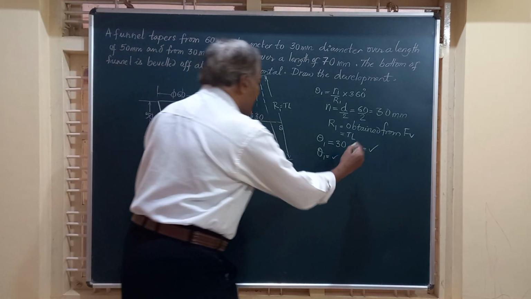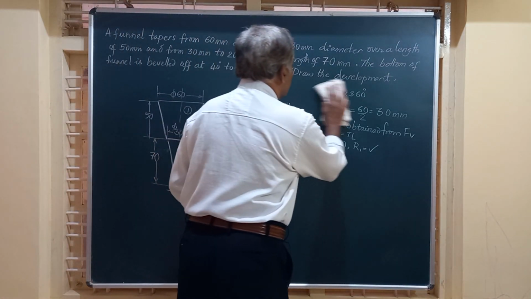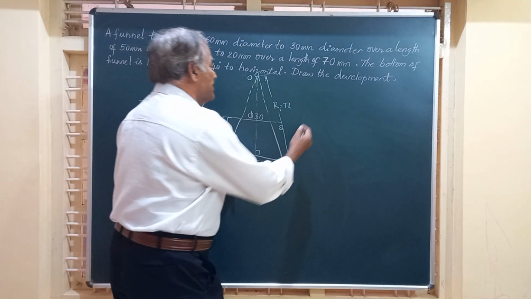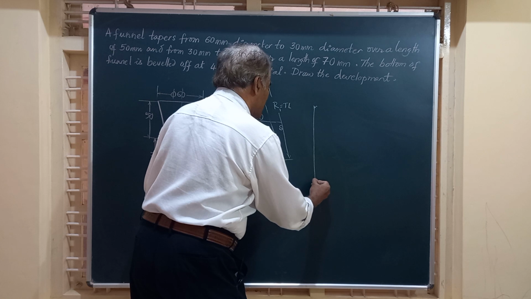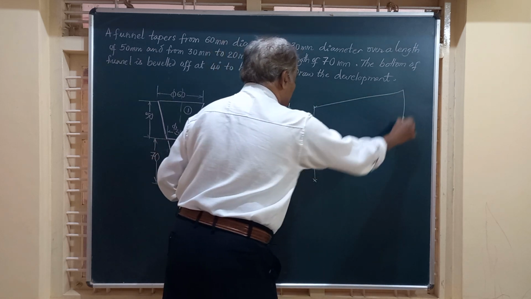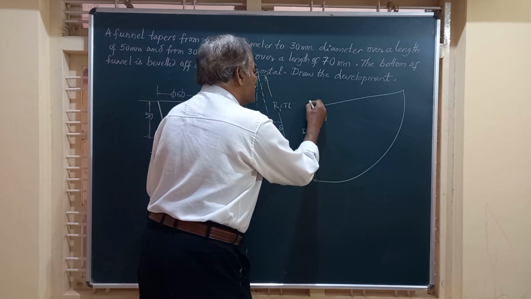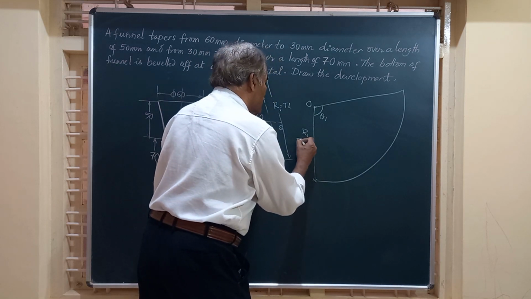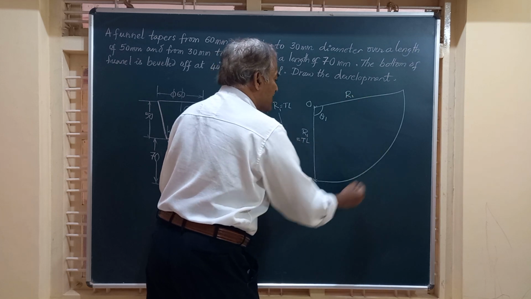Friends, we forgot a value, and after calculating the value of theta 1, let us complete the development of this part. I just write a vertical line of length equal to R1, and here I mark that angle which is theta 1. This is O, the vertex, and this is R, the true length, and this length is also R, that is R1 we have marked.